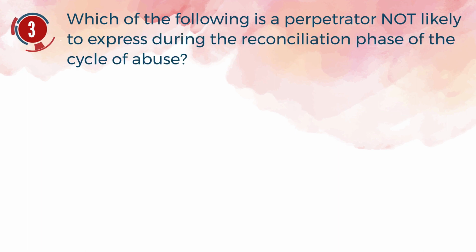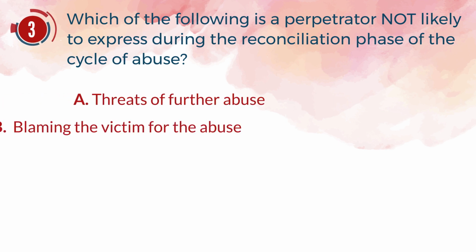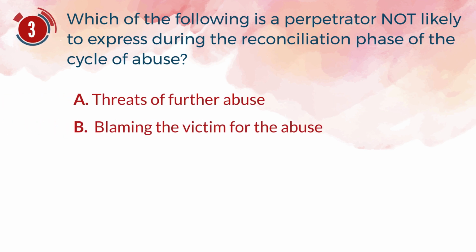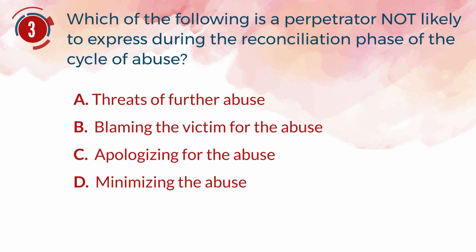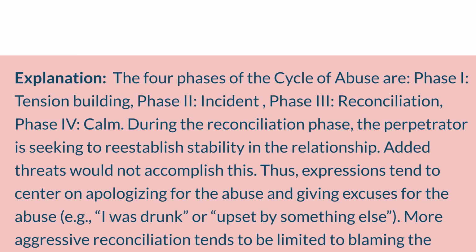Number 3. Which of the following is a perpetrator not likely to express during the reconciliation phase of the cycle of abuse? A. Threats of further abuse. B. Blaming the victim for the abuse. C. Apologizing for the abuse. D. Minimizing the abuse. The correct answer is A. Threats of further abuse. Explanation.